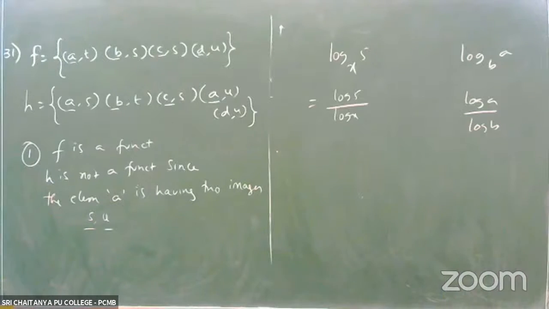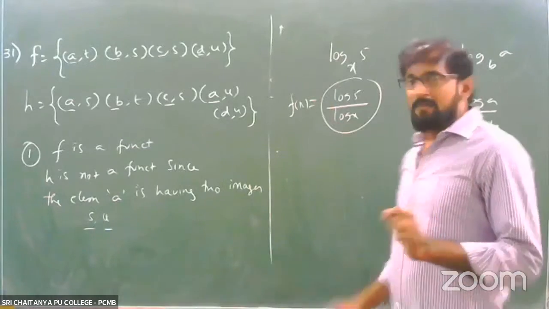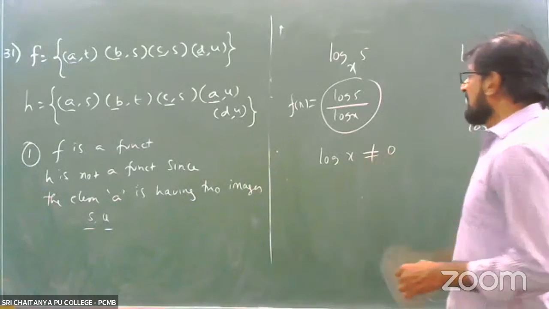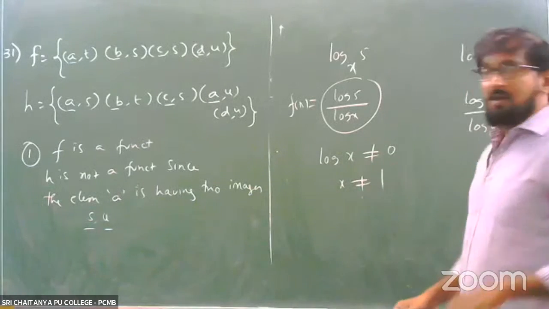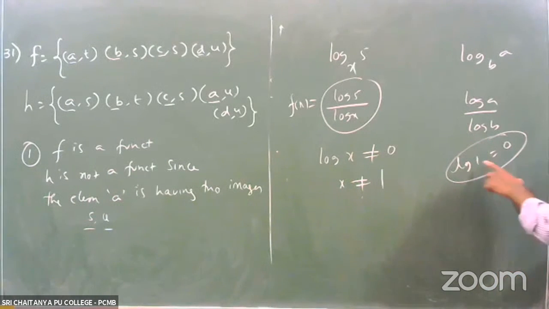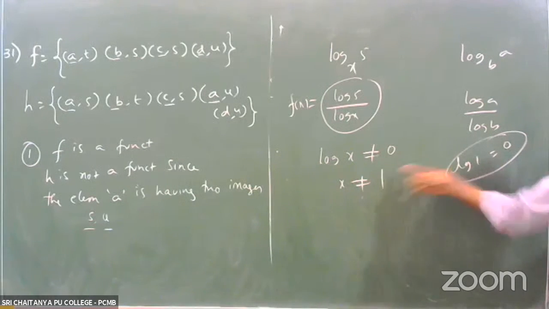See, the denominator is log x now. If the denominator becomes 0, you are going to get infinity. Hence, this function, which is entirely f of x, is defined if log x is not equal to 0. So log x should not be equal to 0, meaning x should not be equal to 1. Why, sir? Log 1 value is equal to 0. It should not be equal to 0, meaning x should not be equal to 1.